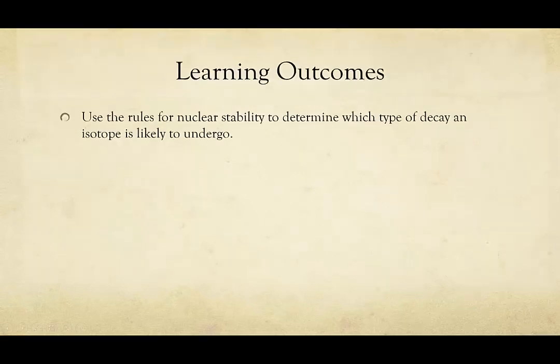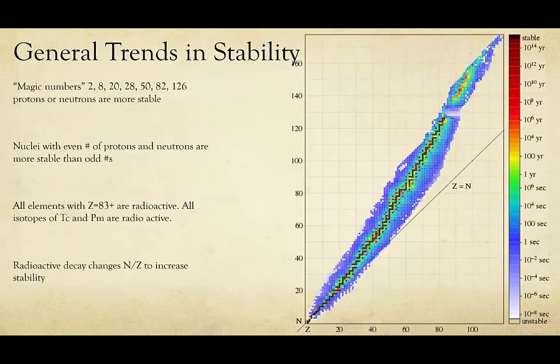Nuclear stability. In this video, we will learn the rules for nuclear stability and use them to determine which type of decay an isotope is likely to undergo. Stability is determined by several rules along with the proton to neutron ratio. Let's take the proton to neutron ratio first.